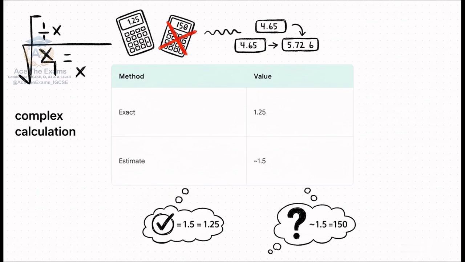If your mental estimate is 1.5 and your calculator screen says 1.25, you were golden. You know you typed it right. But if your estimate is 1.5 and the screen suddenly screams 150 at you, you instantly know you messed up the brackets or the order of operations, and you need to type it again. It takes 5 seconds and saves entire grades.